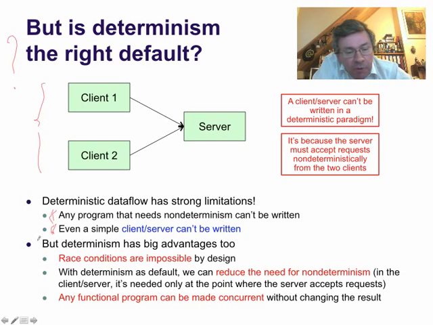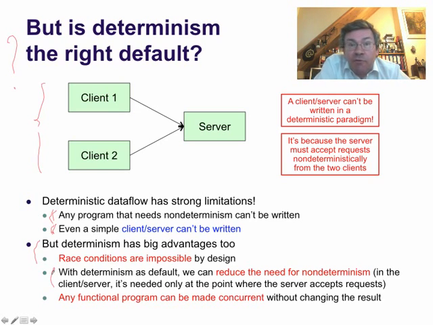But what do we do? Determinism has big advantages too. It allows programs with, by design, no race conditions. So what's the solution? In my view, the solution is to combine both in the right way: to use deterministic data flow as a default, and in that way we reduce the need for non-determinism.